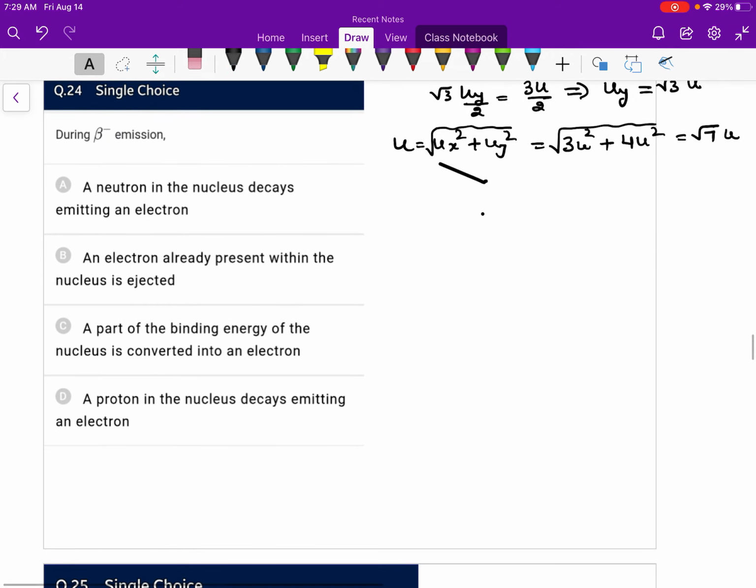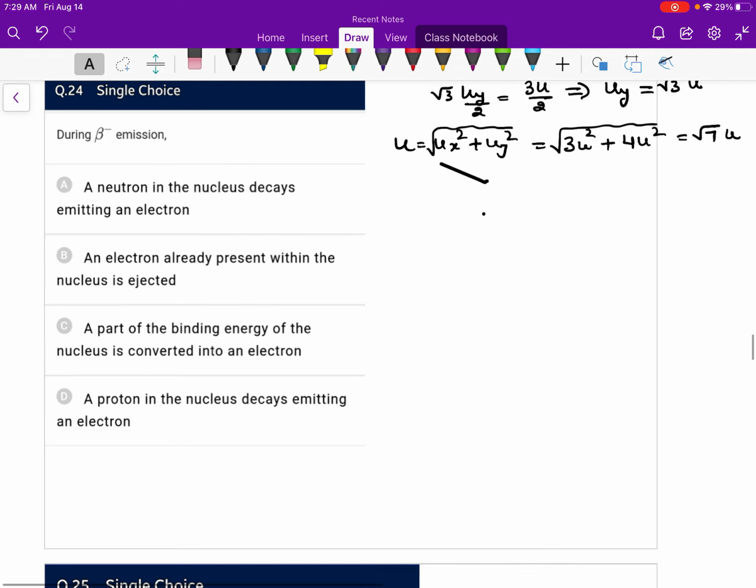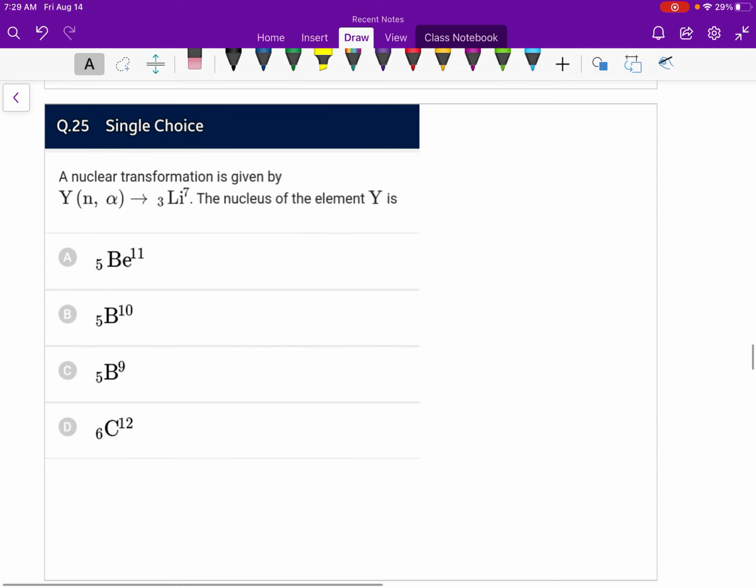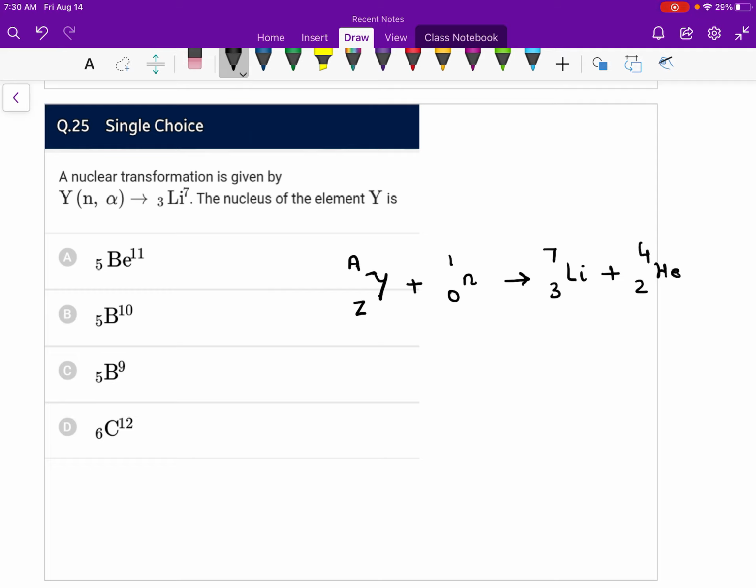During beta emission, a neutron in the nucleus decays emitting an electron. So A is the correct option. A nuclear transformation: Y absorbs a neutron, X A Y Z plus 0 n 1 is equal to 3 Li 7 plus alpha 2 He 4. So from mass number conservation, A plus 1 is equal to 11. So A is 10. So the correct option is B.